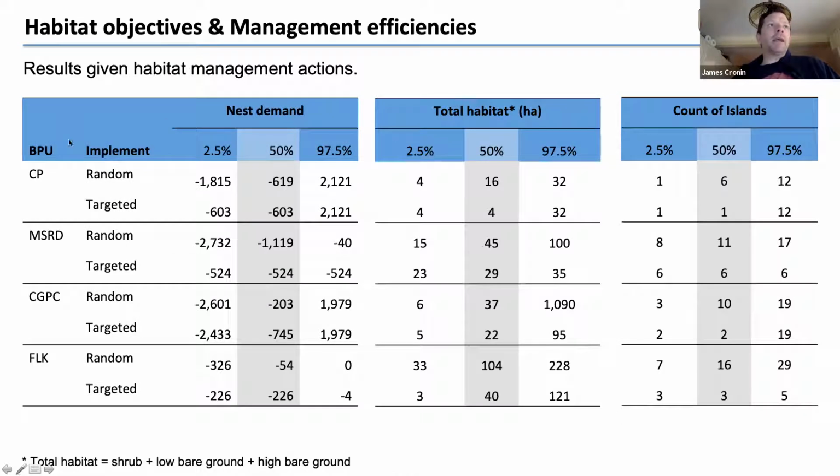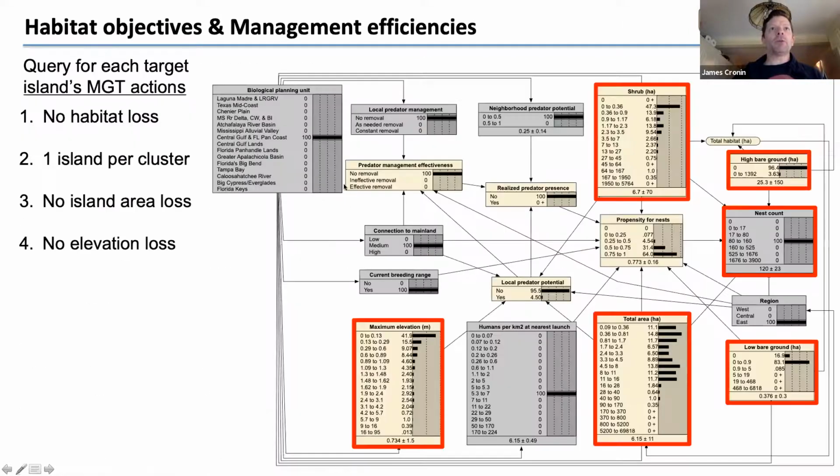So let's go back and look at the Chenier Plain and the Central Gulf and Florida Panhandle coast, because we still have a lot of uncertainty here in whether or not we're meeting the population objectives for those 2 BPUs. Although half of them are being met, there's a lot that are not. So what we can do is return to our model and query it again.